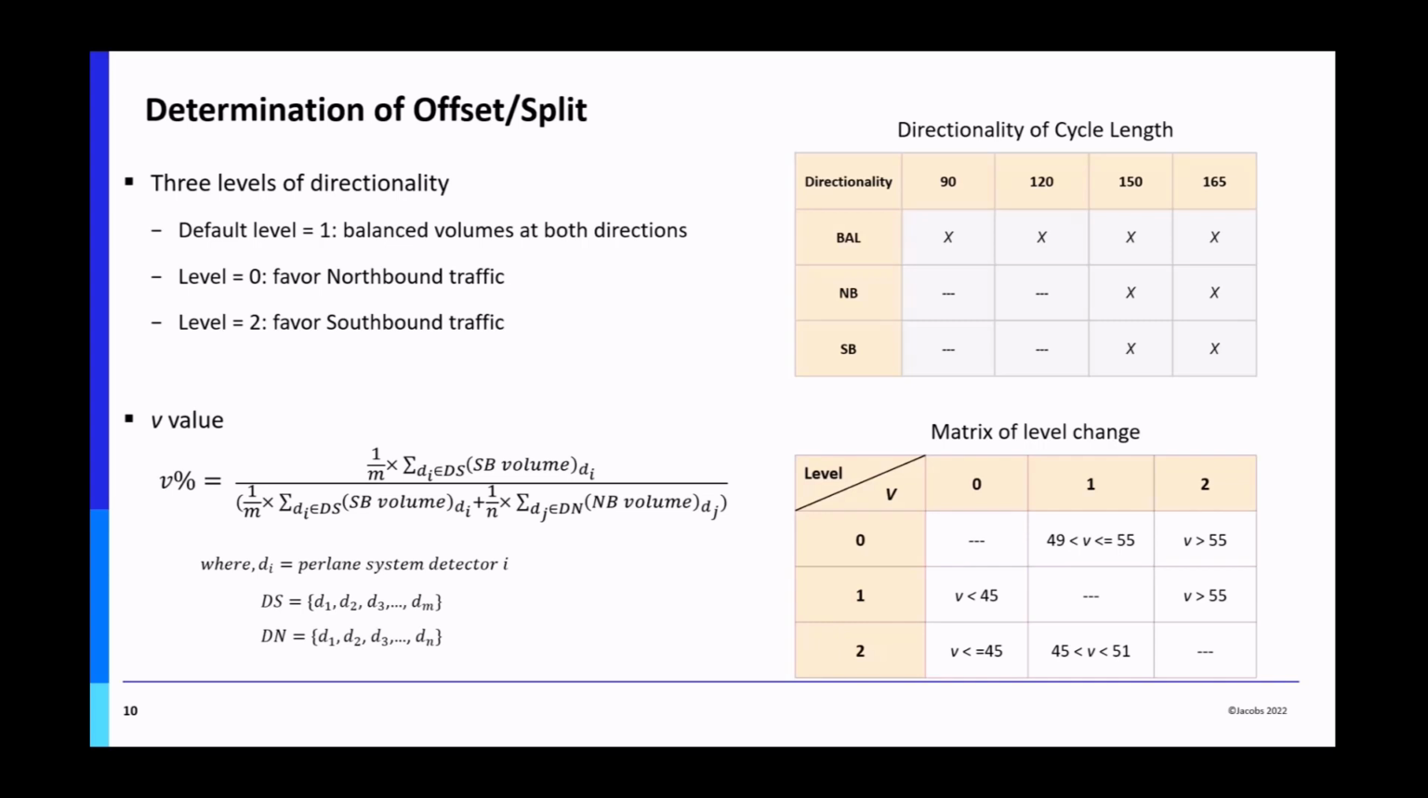And in this table, this matrix table, the first column is the current level of directionality, and the first row shows which level it would be in the next time interval based on the V value threshold here.